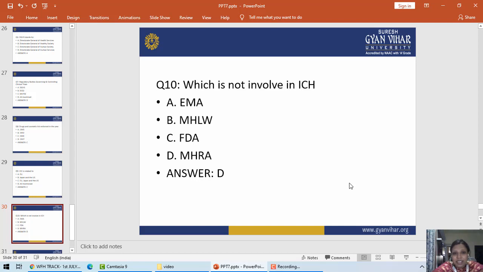Next: what is not involved in ICH: EMA, MHLW, FDA or MHRA? Answer D is correct, that is MHRA. The EU, US and Japan are there, but MHRA is of the UK, and the UK is not in ICH, so answer D is correct.